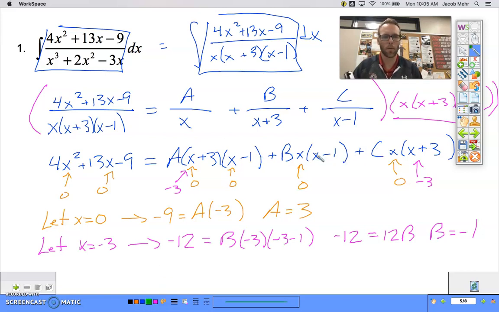Hopefully you've spotted that both of these terms have an x minus 1 in them. So if we were to let x equal 1, those terms are going to disappear. If x equals 1, we still have our c, and we're still over here. So let's let x equal 1. What does that give us? Well, that'd be 4 plus 13 minus 9. 17 minus 9 is 8.